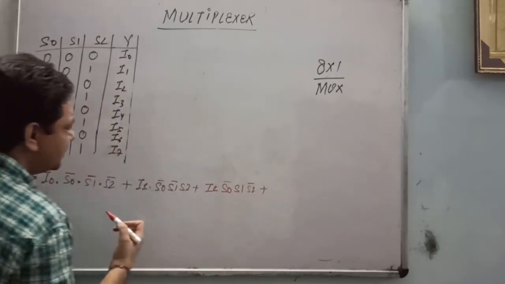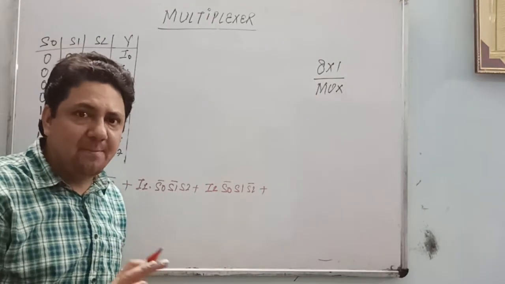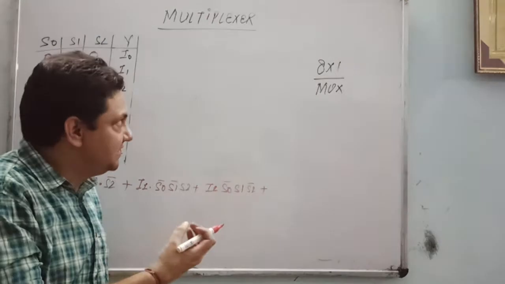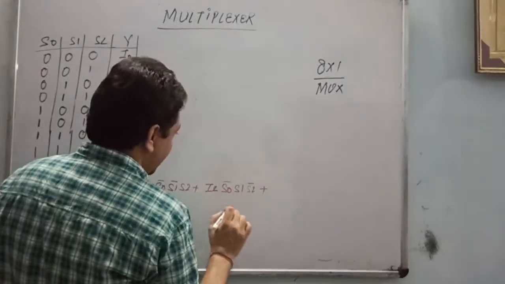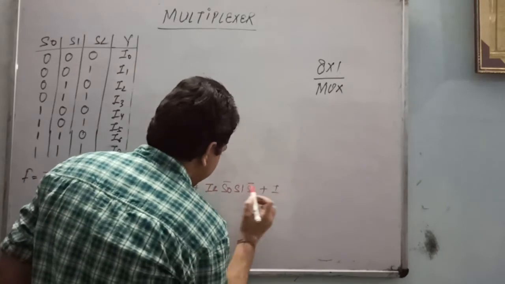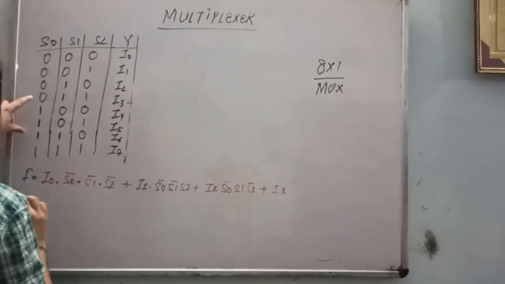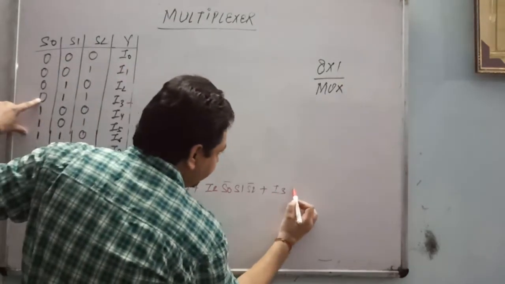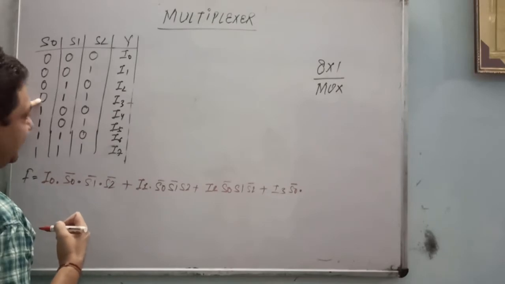Only the expression is a little lengthy, but the concept is not going to change. The same concept I am following, which I took for the 4:1 multiplexer. I2 is covered. What about I3? For I3, S0 complement dot S1, and S2 we can take direct.